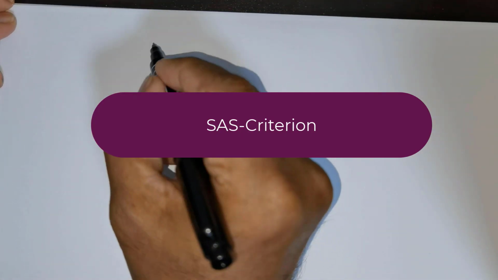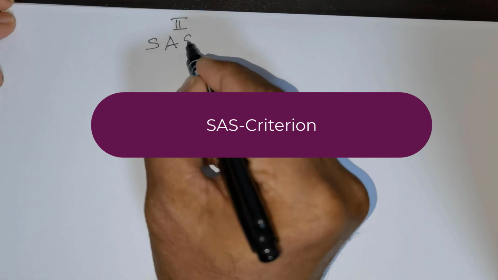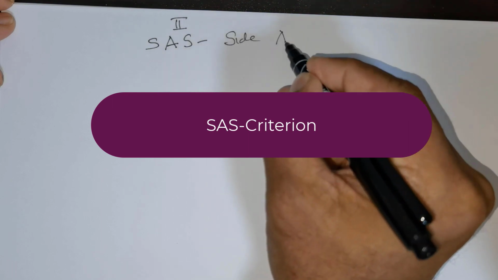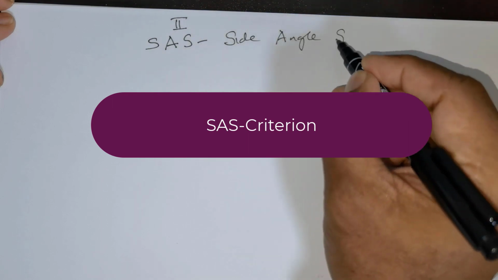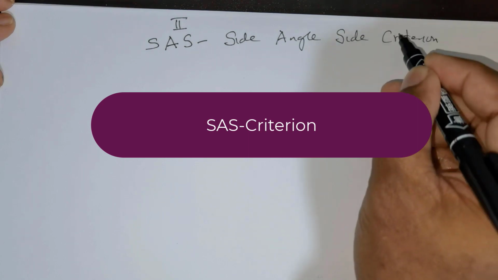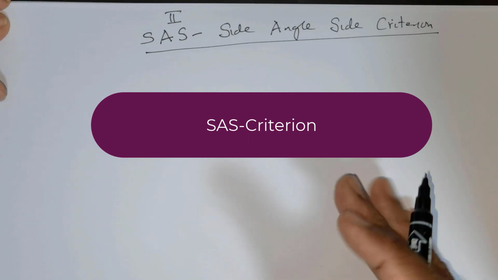Now students, we will look into the next criteria. This is criterion number 2. It's called the side angle side criterion. So let me write that down. Side angle side criterion. By this criterion we can outrightly state if two triangles are congruent or not.